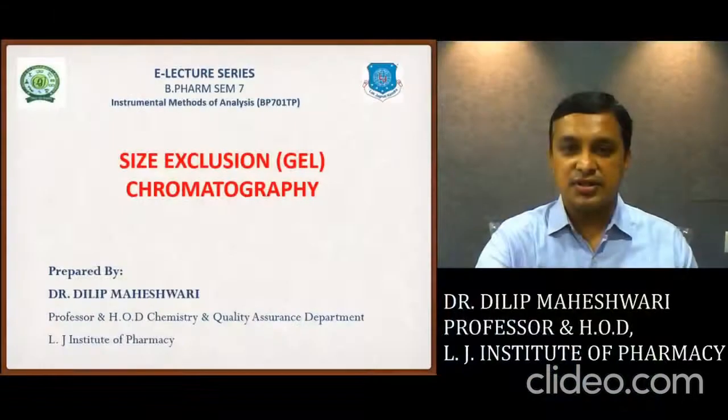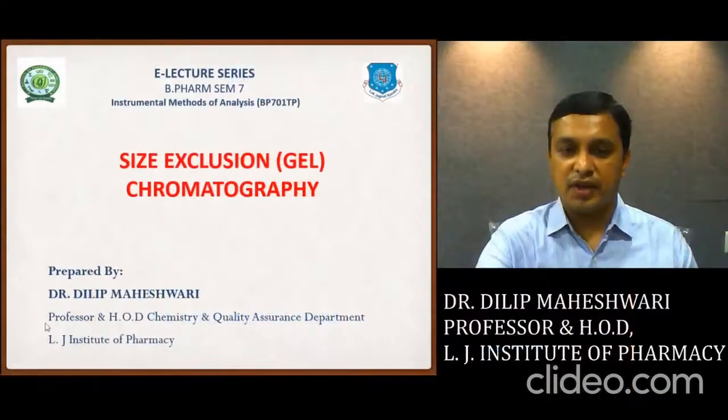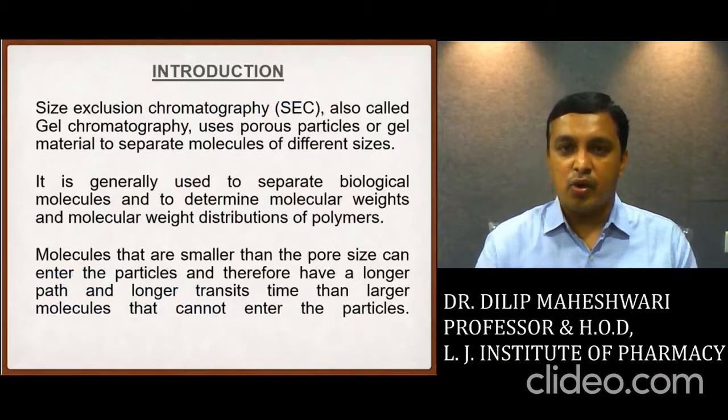In today's session we will discuss size exclusion chromatography. Size exclusion chromatography is used for the separation of compounds on the basis of their size. It is also known as gel chromatography because porous particles or gel material are used to separate out molecules of different size. It is generally used to separate biological molecules and determine the molecular weights and molecular weight distribution of polymers.